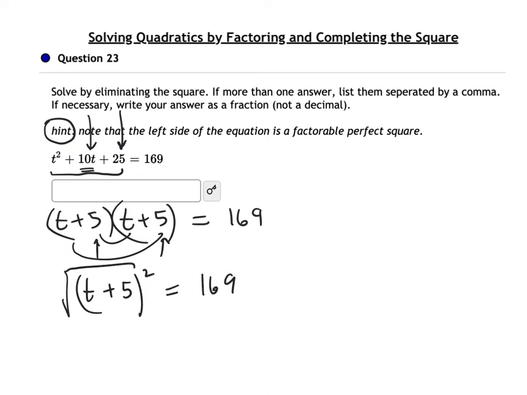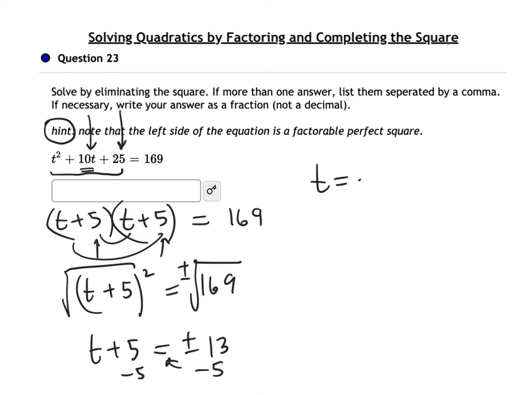Now we can eliminate the square by taking the square root of both sides and put that plus or minus there. We have t plus 5 equals plus or minus 13. We will take a 5 off each side and we'll pop that negative 5 in front. T equals negative 5 plus or minus 13. Just to point out, if this had been a square root, it's not. And the two answers would have been negative 5 plus root 13 and negative 5 minus root 13.